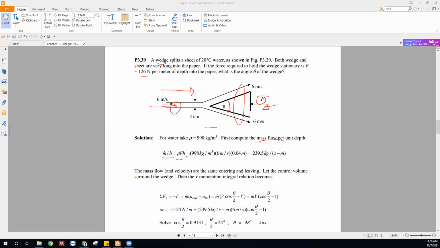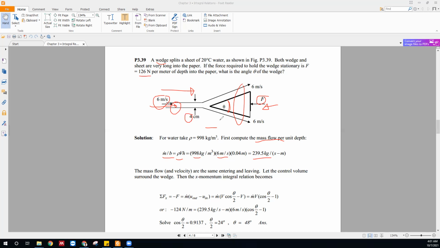So that's the equation. Now we know for water, rho is 998 kg per meter cube, and V is 6 meter per second. You see the flow velocity is 6 meter per second, and the h is 0.04. So h is basically this diameter, h. So the calculation gives 239.5 kilogram per second meter.